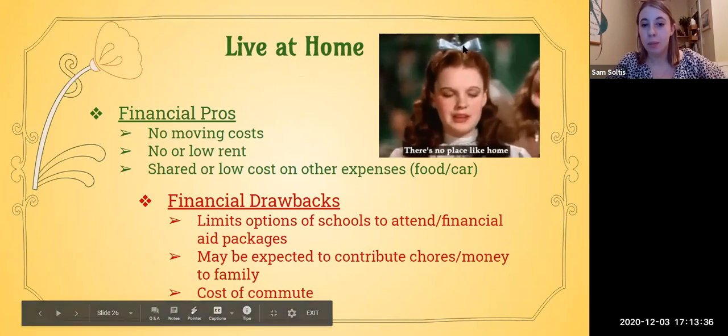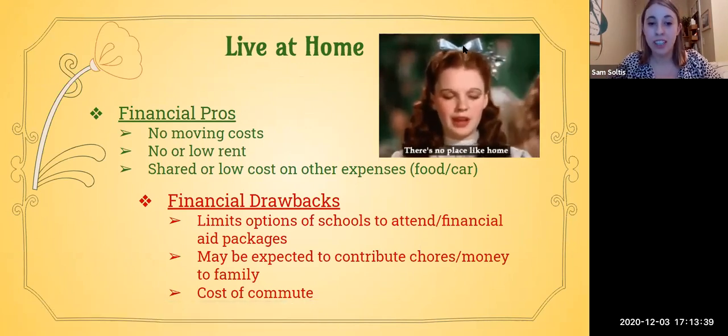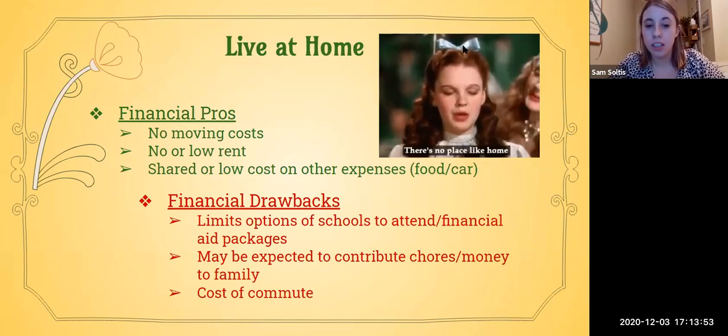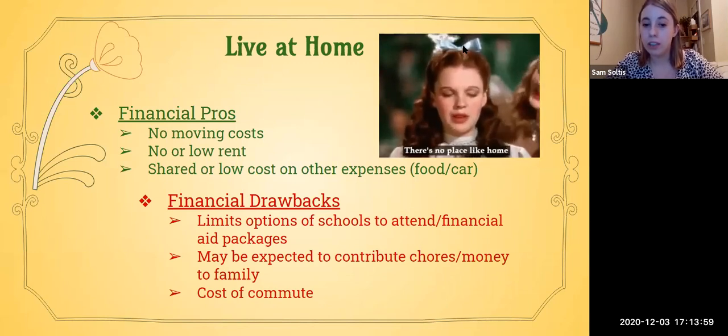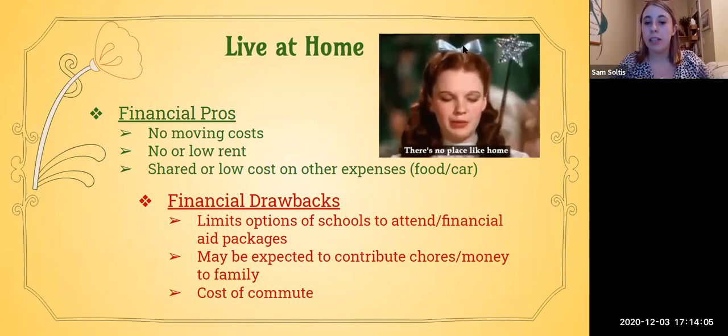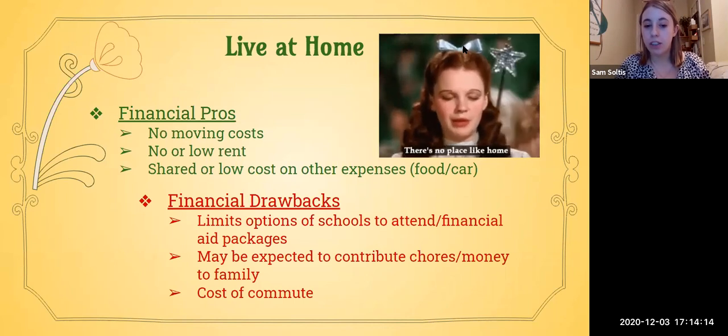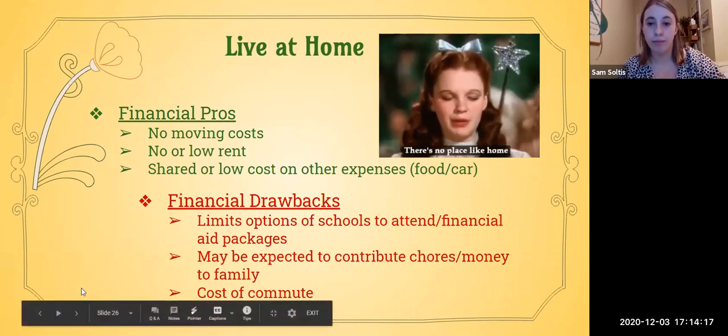So living at home, the pros: you're already there. You don't have to move, so no moving costs. Your rent, either you don't have to pay rent or it's a lower rate than having your own apartment. And then you can also share expenses or have a lower cost of expenses for things like your car or food. Some drawbacks to this is that it really limits which schools you can apply to because you have to be local. So that limits your financial aid packages. Also, you may be expected to contribute to the family by either money or chores, and then you also have to consider your commute. So how much money is it going to cost you to get from home to your school every day?